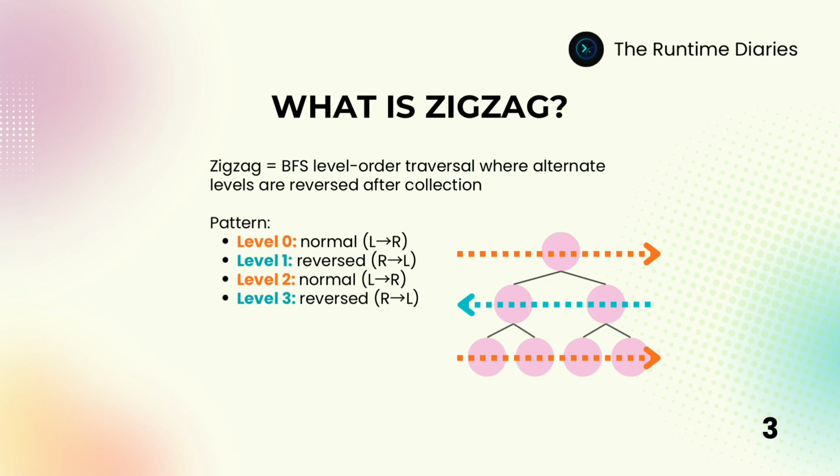So what is zigzag? Zigzag traversal is literally just a normal level order BFS, with every other level reversed. That's the entire concept. Level 0, normal order, left to right. Level 1, reverse it, right to left. Level 2, normal again, left to right. Level 3, reverse again, right to left. If you can perform a level order BFS and you know how to reverse a list, you already know how to solve this problem. The zigzag part is just one extra line of code.